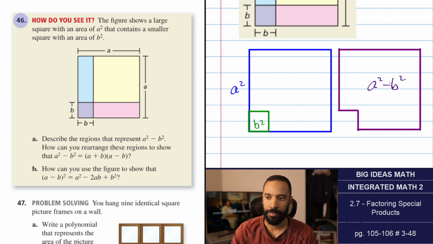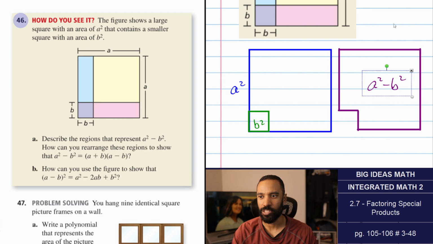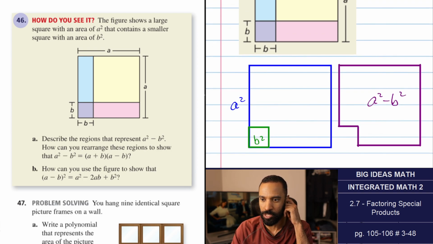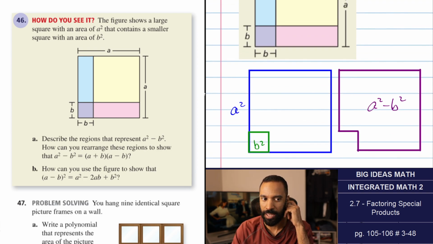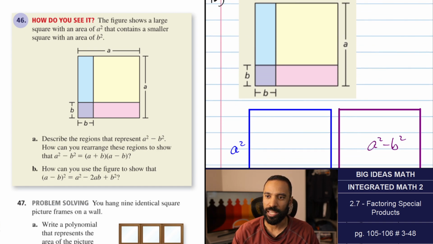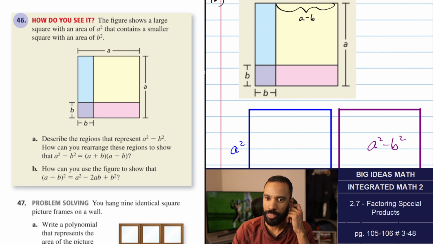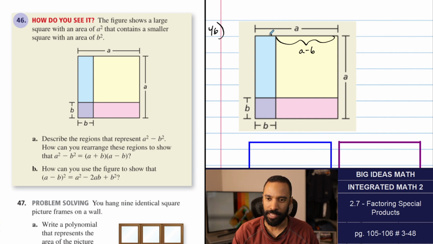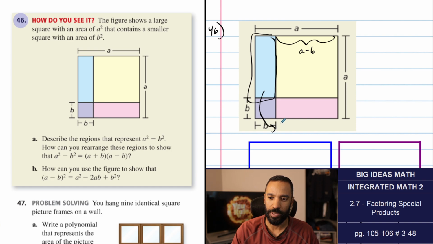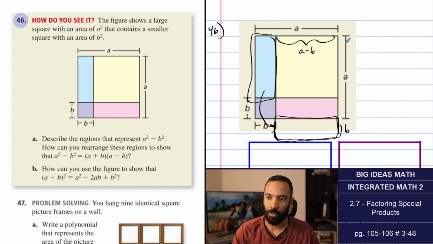So there's that area. Now they're saying, how can we represent that in such a way based off the original image that we see with a plus b times a minus b? Well, like I was mentioning, a minus b is also this little guy right here. So a minus b is that length. Now, what if we took one of these guys, rotated it and moved it so it's stacked over here? Because this length would still be b right here, which would make this entire thing a plus b.